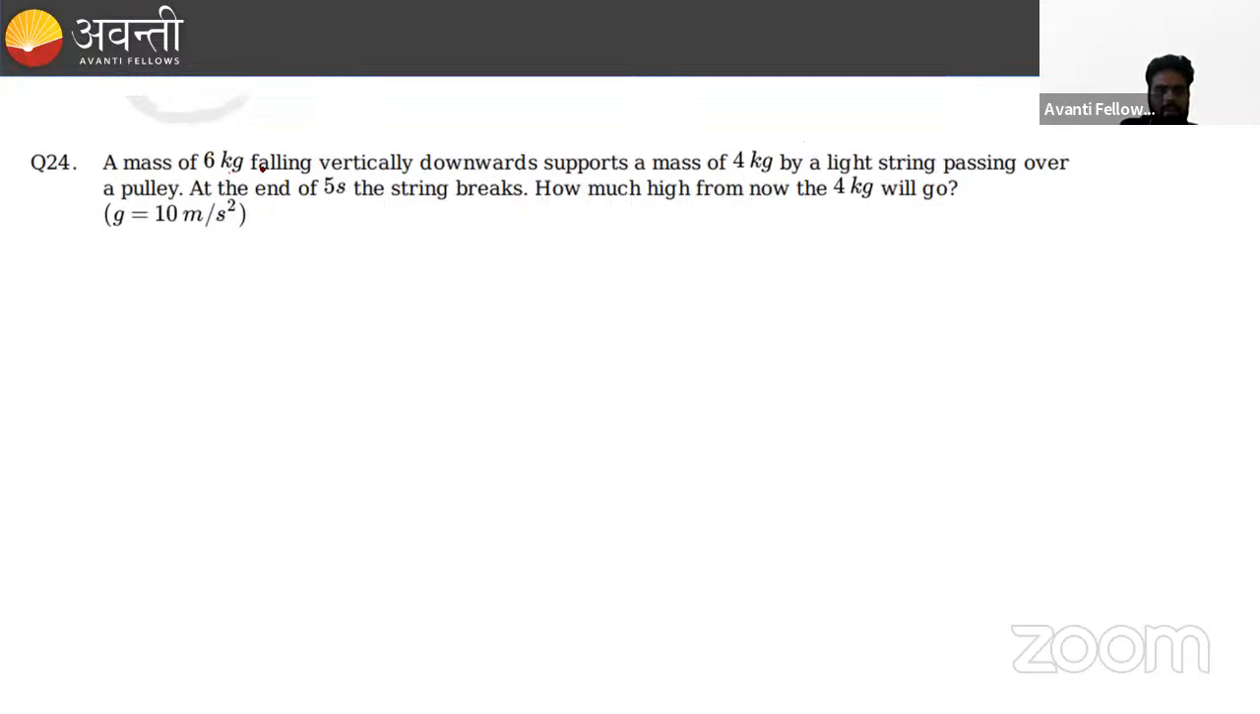Again, what is given? A mass of 6 kg is falling vertically downward, supporting a mass of 4 kg, with a light string passing through a pulley. So this type of situation is again given. This is the block supporting masses of 4 kg and 6 kg. Let's say this is the 6 kg falling downward, and this is the 4 kg. Suppose this end point, the 4 kg, is moving in the upward direction, and the situation is at 5 seconds the string will be. So at 5 seconds, what is the distance covered by the 4 kg in the upward direction?